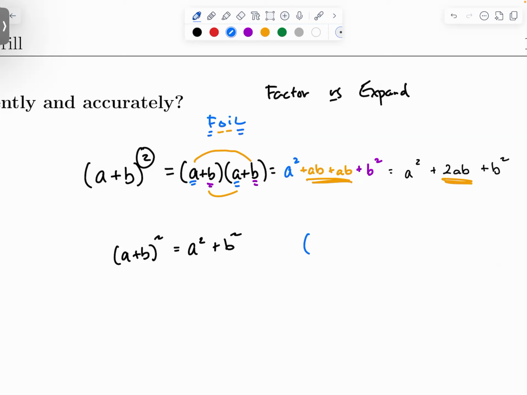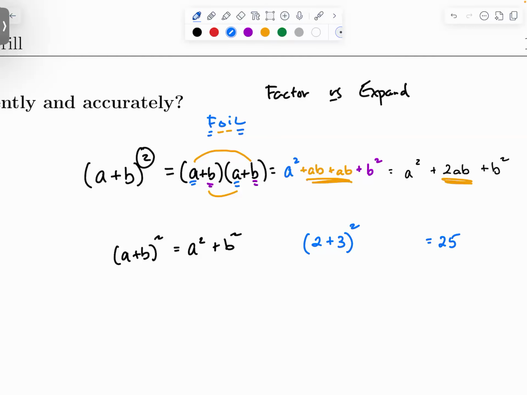If it does not work for numbers, it will not work for symbols. And this is what I mean. For example, let's do this: 2 plus 3 parentheses squared. You know 2 plus 3 is 5, and 5 squared is 25. So we know for sure the answer has got to be 25.